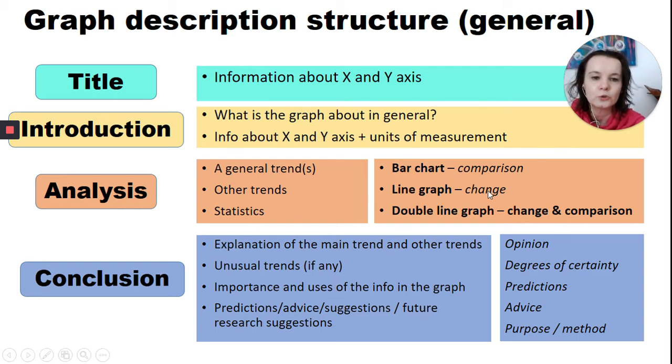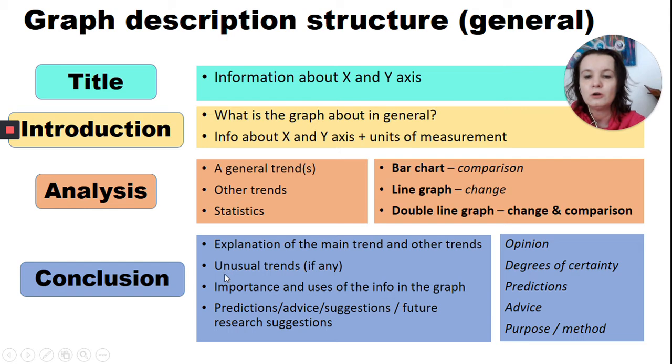And in conclusion, you need to explain the trends that you were describing in analysis. You give the reasons for them. You need probably to read about the topic and be able to explain it. If there are some unusual trends, something that is clearly different from the rest of the values, you need to describe it here in the conclusion too.